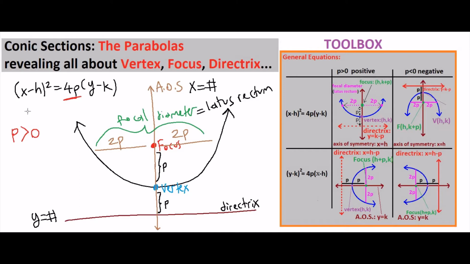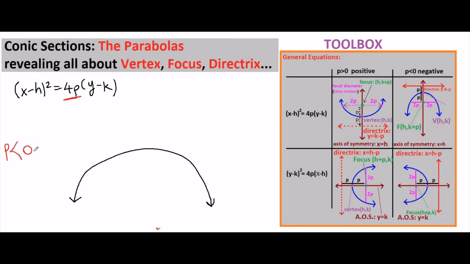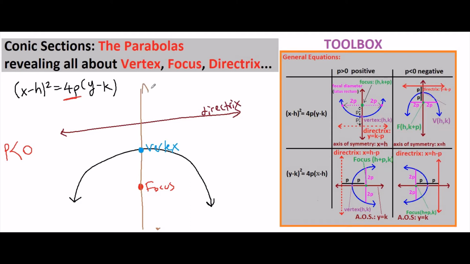Let's go ahead and see if p is negative. If the p value is negative, then our parabola is looking downwards. Again, our focus is always inside of the parabola, and our directrix is always behind the parabola. Our axis of symmetry is passing through the focus and vertex and cutting the parabola evenly. This is our vertex. This is our focus, this is our directrix, and this is our axis of symmetry.